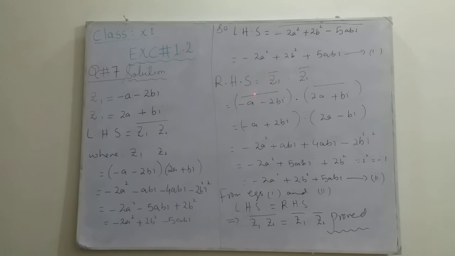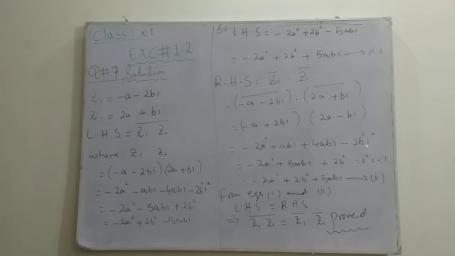Now taking right hand side, which is equal to z1 conjugate into z2 conjugate. Putting value of z1, that is (minus a minus 2b iota) whole conjugate, into putting value of z2, (2a plus b iota) whole conjugate. First we will take conjugates. It becomes minus a, sign of imaginary part will be changed, plus 2b iota, into 2a plus becomes minus b iota. Now multiplying. First multiply minus a with (2a minus b iota). Then multiply 2b iota with (2a minus b iota).